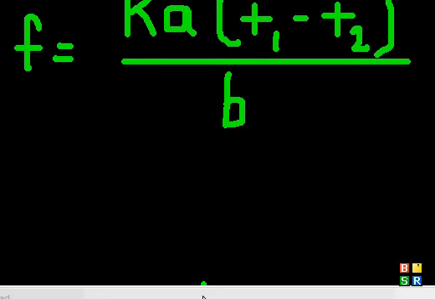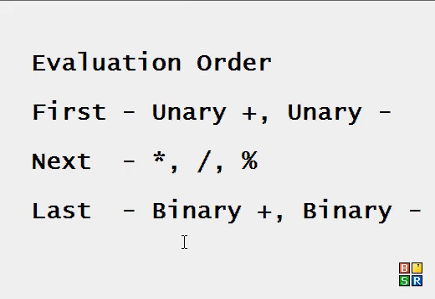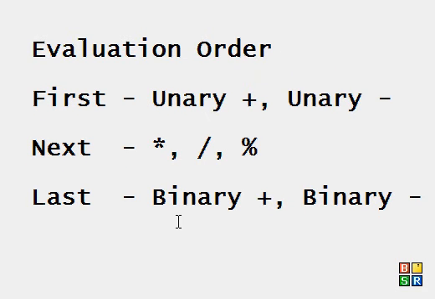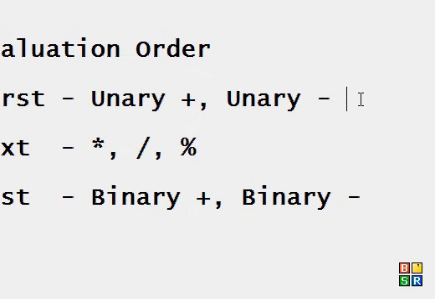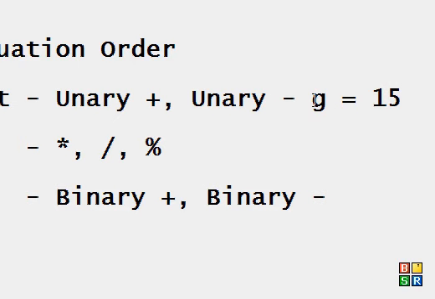So I wrote down the parentheses rules, or I mean the evaluation order. First, the first thing that's evaluated is the unary plus and minus. If you don't know what that is, it takes one operand versus a binary, which takes two. Unary could be like plus G or minus G. So if you had minus G, say G equals 15, well, it would equal negative 15. That actually negates the value.